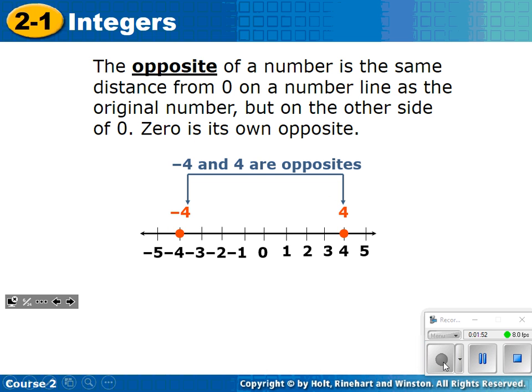All right. 4 and -4 are opposites. So on your homework, you're going to have a question. What's the opposite of 2? -2? It's a lot easier than it was before.